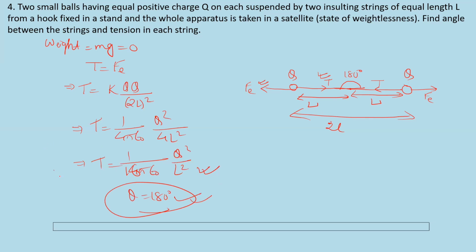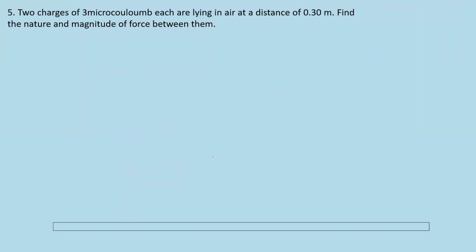And the tension in each string. So the tension in each string is 1 by 16 pi epsilon naught Q square by L square. So this is a really easy question. You should just understand the question and draw the figure.